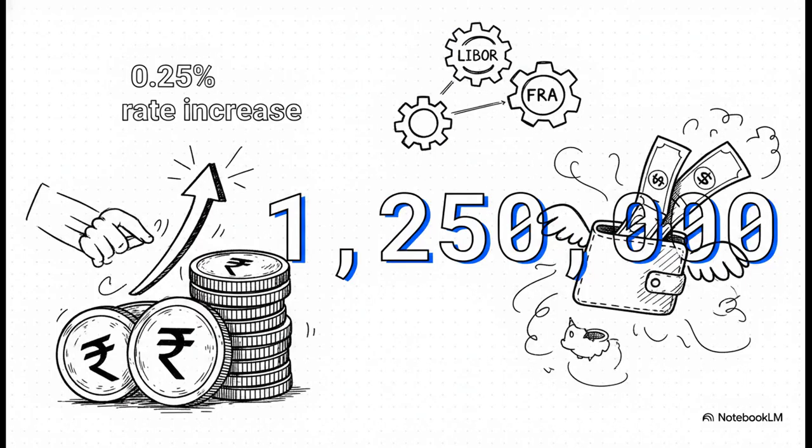Let's put a real number on this, just to put things into perspective. Say a company borrows 500 million rupees from a bank syndicate at a variable rate. A tiny, seemingly negligible 0.25% rate increase, that instantly costs the company 1.25 million rupees in extra annual interest. Just 0.25% fluctuation, and boom, over 1 million rupees in cash flow is totally wiped out.